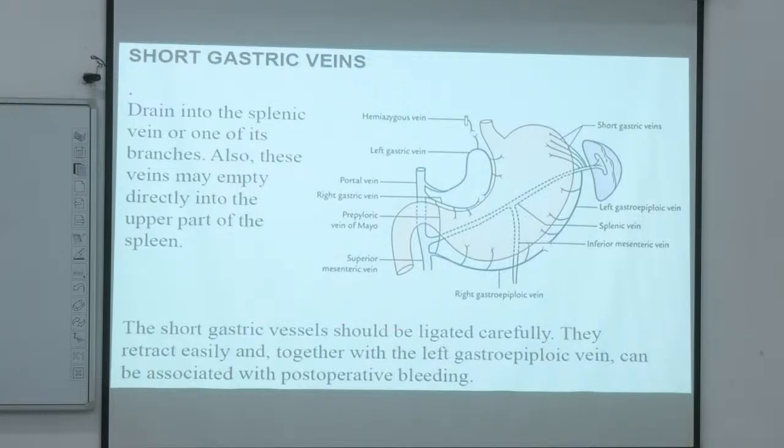Short gastric vessels should be ligated carefully, as they retract easily, and together with the left gastroepiploic vein can be associated with post-operative bleeding. So during splenectomy, you have to be very careful. You have to ligate all these veins, left gastroepiploic vein, short gastric veins, and cut the splenic vein near its hilum. Okay. Next.